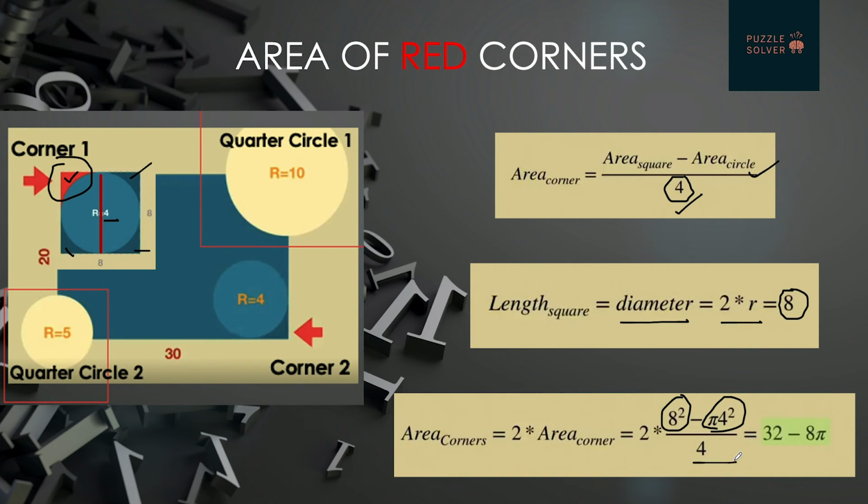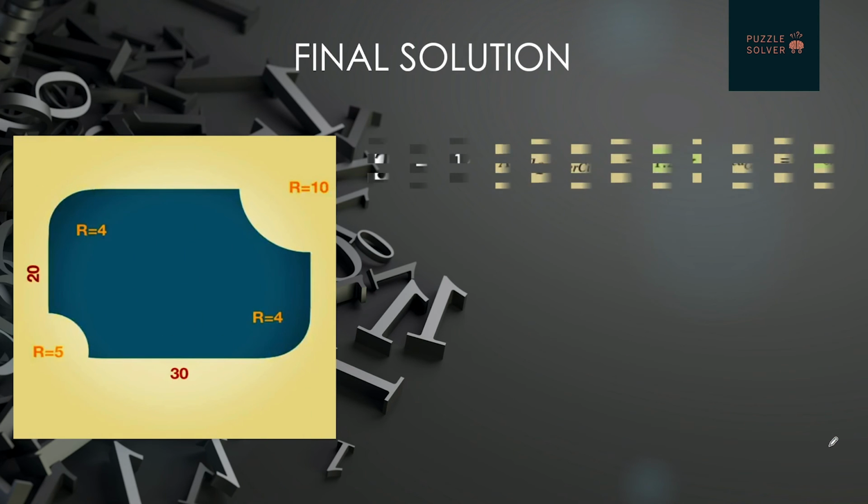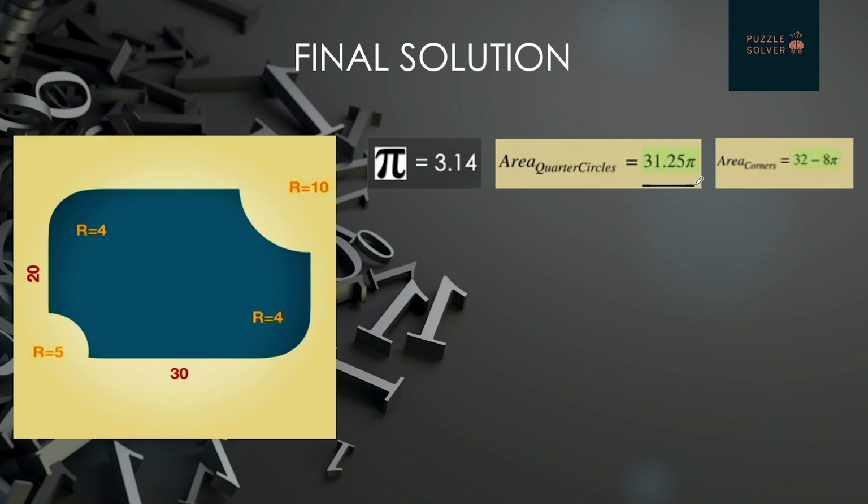So it will be 8 square minus 4 square pi divided by 4, and this will give the value of one red corner. We have to calculate the area of two corners, this one and this one, so we multiply it by 2. So the final value of the red corners is equal to 32 minus 8 pi. Now for the final solution, we have the area of quarter circles equal to 31.25 pi, the area of red corners equal to 32 minus 8 pi, and the value of pi we have assumed 3.14.